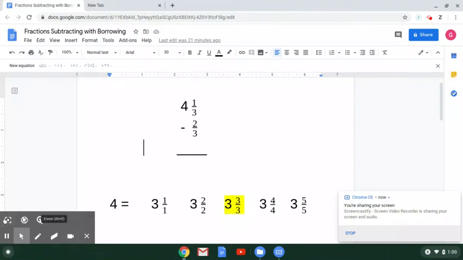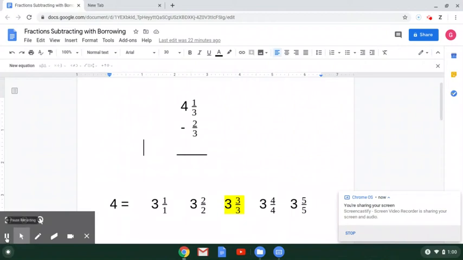Good morning. The purpose of this lesson is to give us practice working with subtraction when we're taking away what looks to be a bigger fraction from a smaller fraction. So as we can see, as we look up at this test problem, 4 and 1/3 take away 2/3. The 2/3 is bigger than the 1/3. So how do we do that?